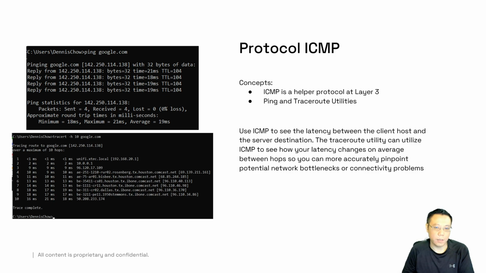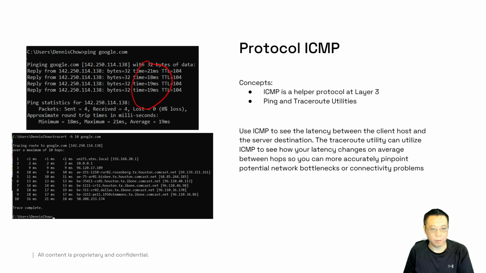Now, ICMP, like I said, is a helper protocol. It can give you different error messages as required, but you can also utilize it for understanding latency. So here I'm pinging google.com, and my latency is under 100 milliseconds, which is good. There is some variation depending on the 4 packets that were sent out, but none of that was lost. All of them were received back with a maximum of 21 milliseconds, an average of 19.